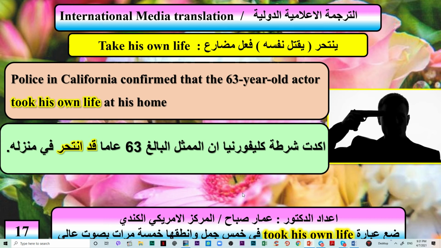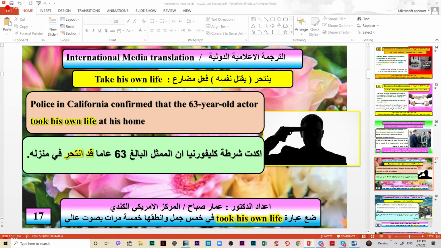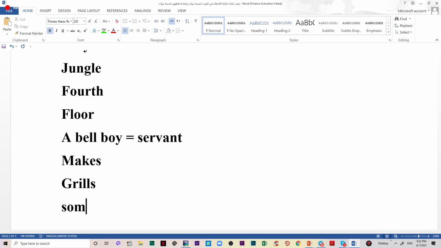Take it means, for example: some of the younger ones in Iraq take their own lives because of the bad financial circumstances. What do we say? Some of the younger, what? The younger persons, or we can say the adults, or the younger persons.